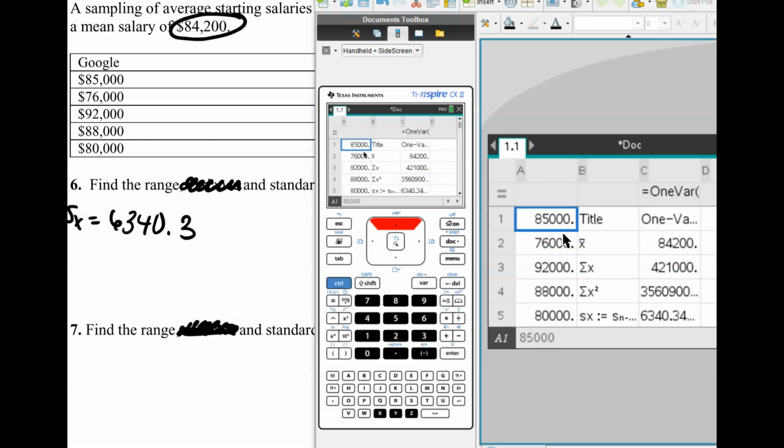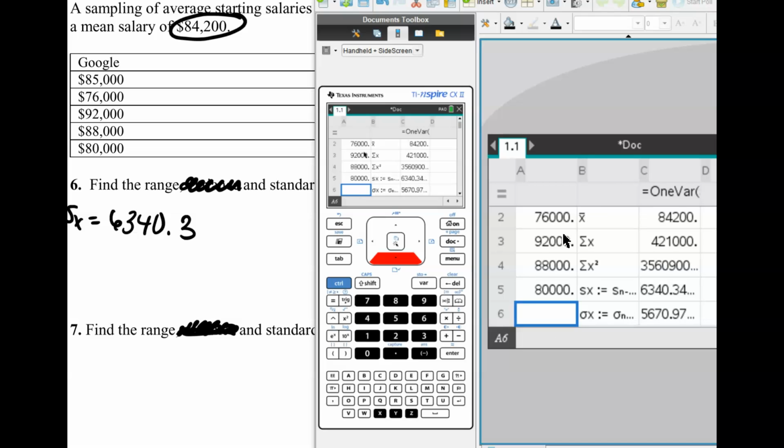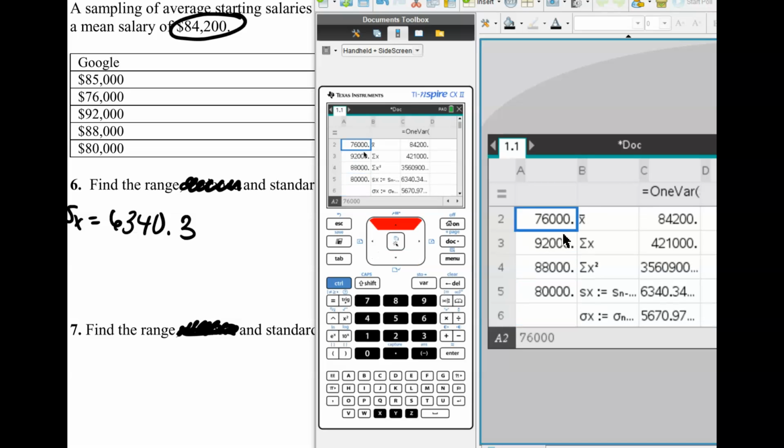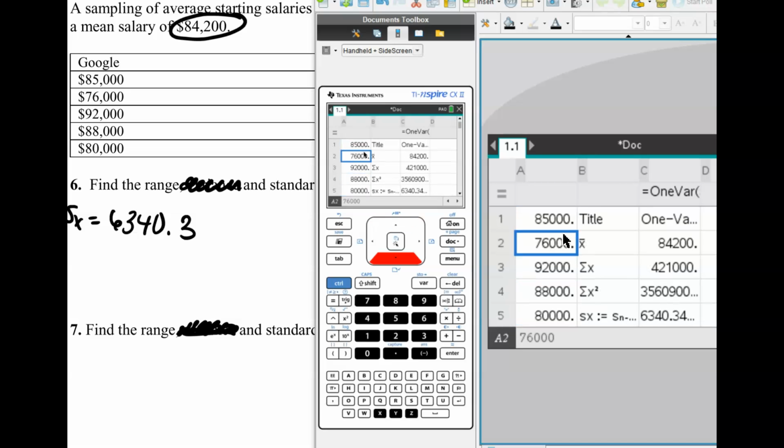Okay, you ready? 85,000, 76,000, 92,000, 88,000, 8,000. Nope, mine's right. Yeah, I think you guys put in numbers wrong. Mine's fine. I can come look for you. Yeah, can I see? I think the calculator just rounds it.